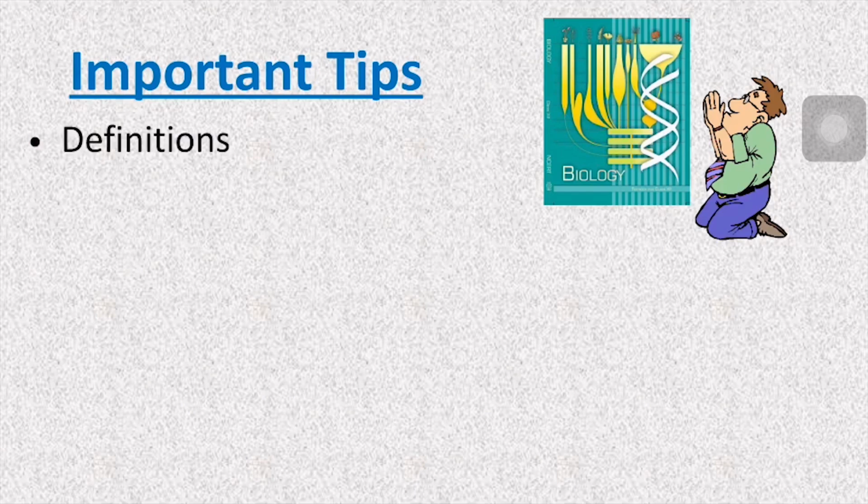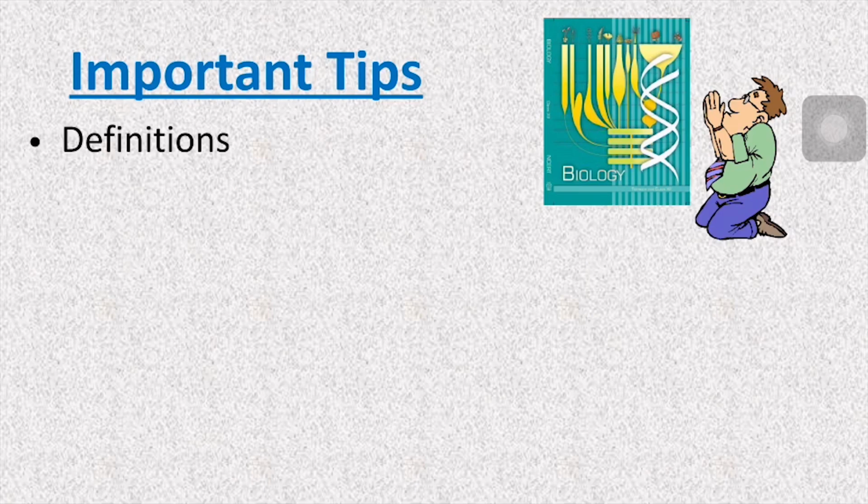The first and foremost will be definitions. You need to prepare and remember definitions of many different biological terms. In biology you will come across many different terminologies which we don't use in our day-to-day conversation. So it becomes difficult if you are not well versed with those terminologies and their definitions. So you have to have prepared definitions of each and every scientific term.